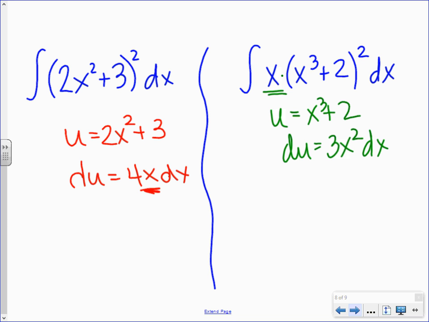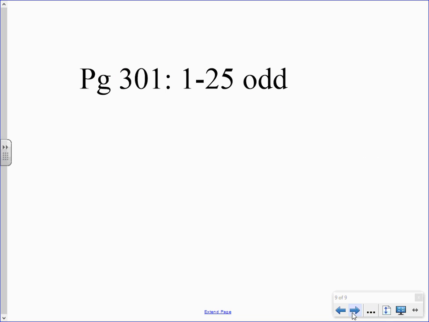Now, your homework, okay, is technically 1 through 25 odd on page 301. I have highlighted problems that are absolutely necessary for you to do, and problems that are highly suggested, highly encouraged that you do on top of those.